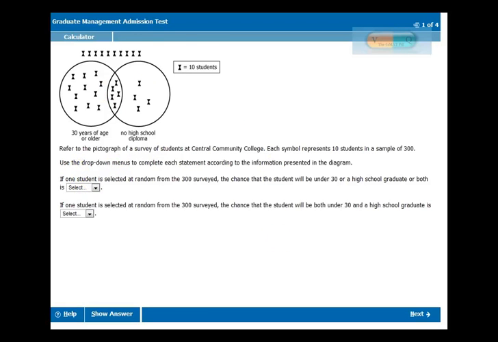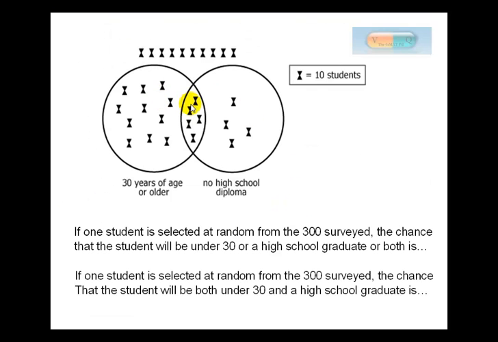Okay, so I duplicated this image here, and the questions are right here. So if one student is selected at random from the 300 surveyed, the chance that that student will be under 30 or a high school graduate or both is, okay, so 3 pieces. Will be under 30. What is under 30? Well, here inside this circle we have 30 years or older.